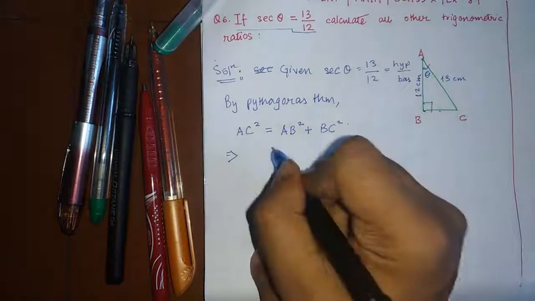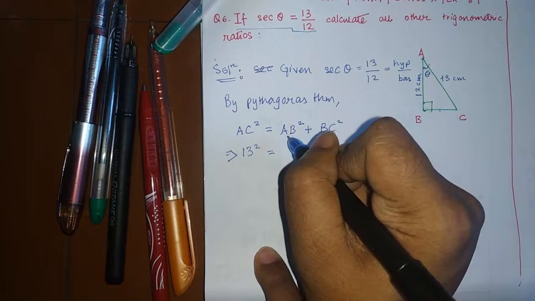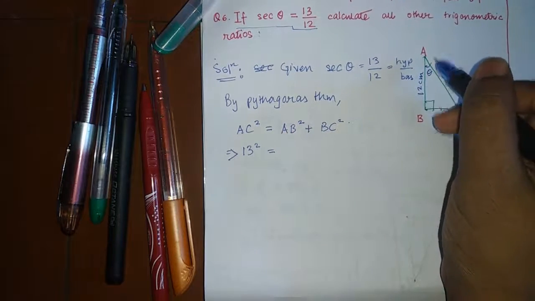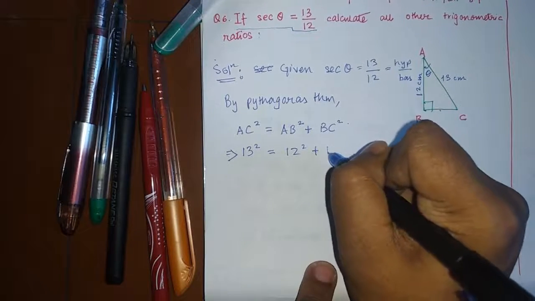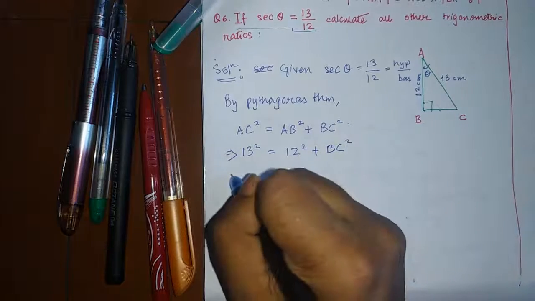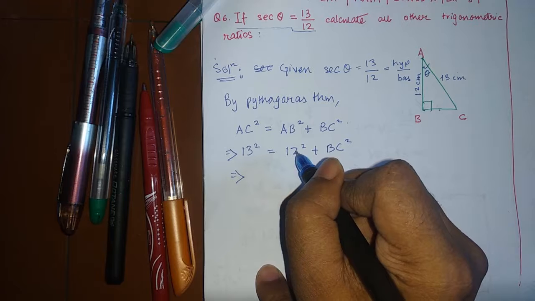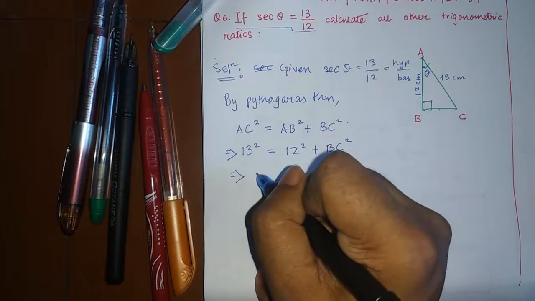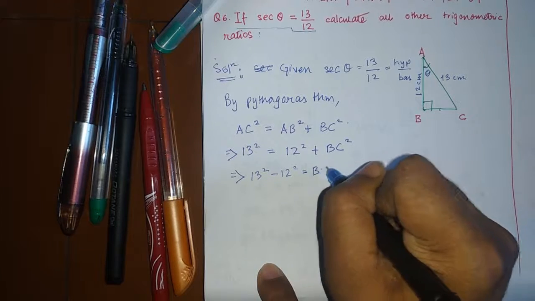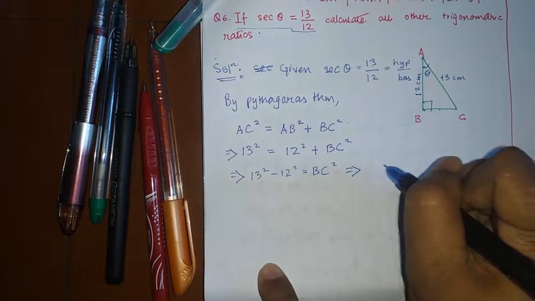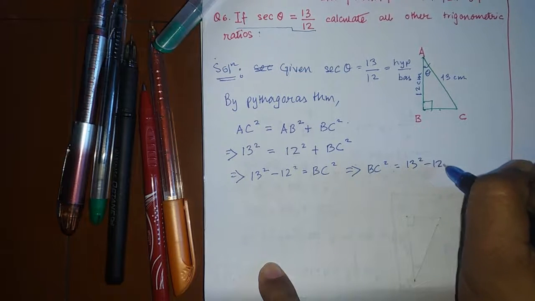AC is given as 13 centimeter. So you write here 13 centimeter, 13 square. AB is 12 centimeter, so AB square will be 12 square, plus we need to find the value of BC. So transfer 12 square in the left hand side. You will get 13 square minus 12 square is equal to BC square. Shuffle the equation. You will get BC square is equal to 13 square minus 12 square.